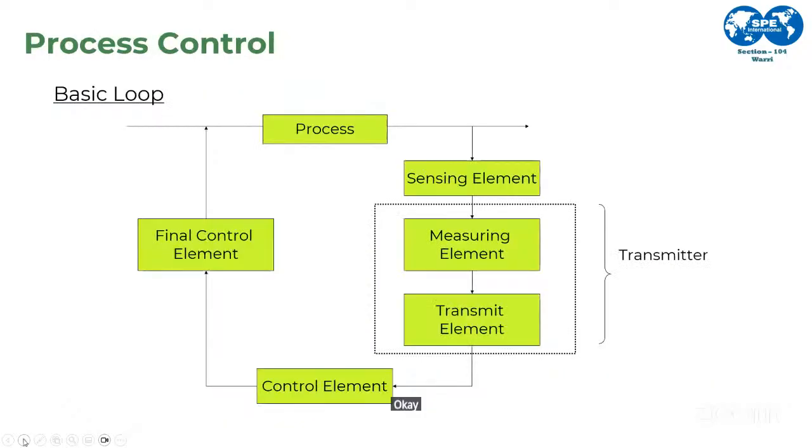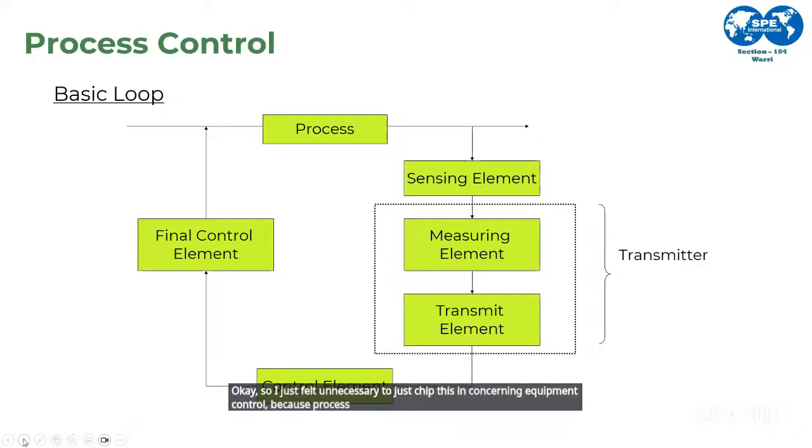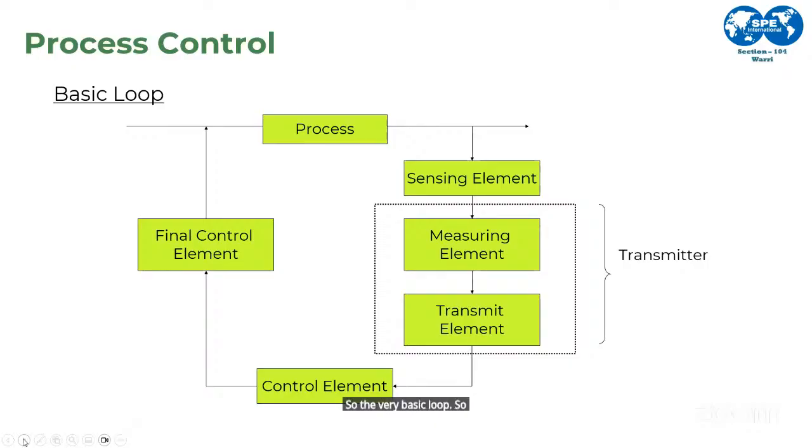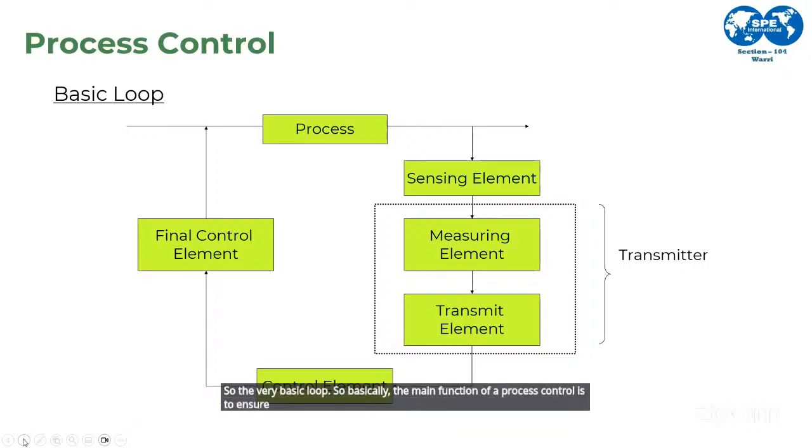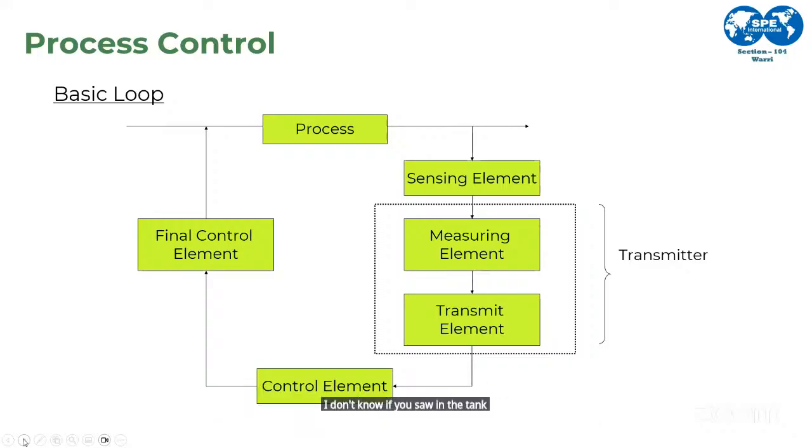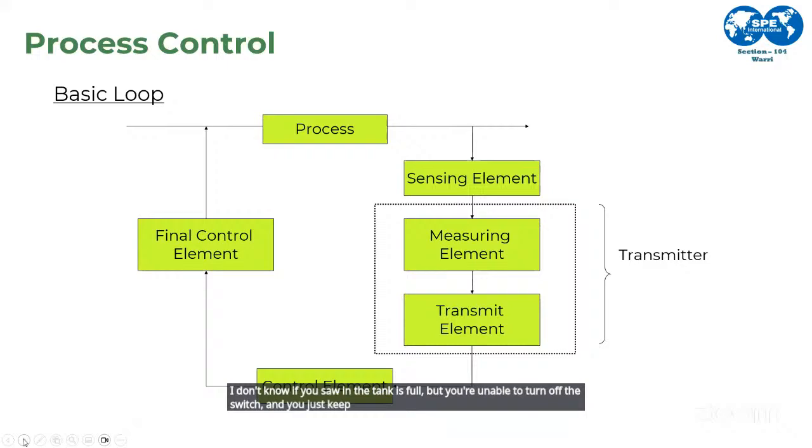Okay, so I just felt it necessary to chip this in concerning equipment control, because process control is very, very important in every process industry, right? The very basic loop. So not to bore us with so many technical details. So basically, the main function of process control is to ensure that a plant runs smoothly and within specification. You don't want a situation where you have what is called a runaway operation, right? For example, just imagine a scenario whereby you're pumping water at home and all of a sudden the tank is full, but you're unable to turn off the switch and it just keeps on overflowing. That will be a very abnormal situation, which nobody wants.